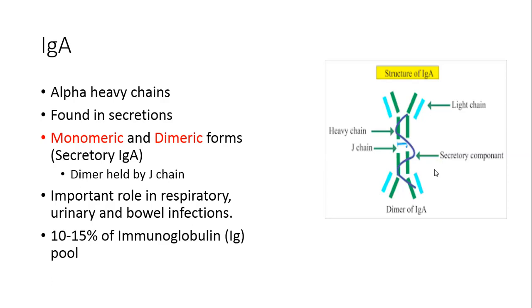And it's important to note that we can have this in both a monomeric, monomer, or dimer form. So it can be either in that one Y shape or the two Ys back to back. So here's one Y and here's another Y. The dimer form is held together by this chain. It's not really a J, it's kind of like a little loop like that. But they call it a J chain. That's why it's illustrated exactly like a J.